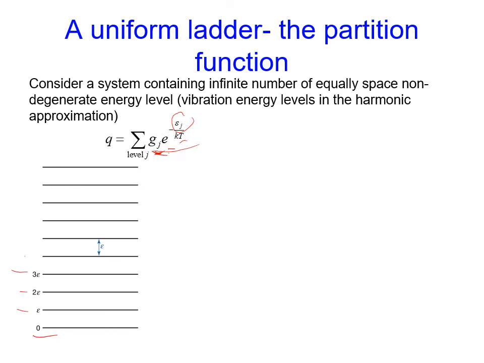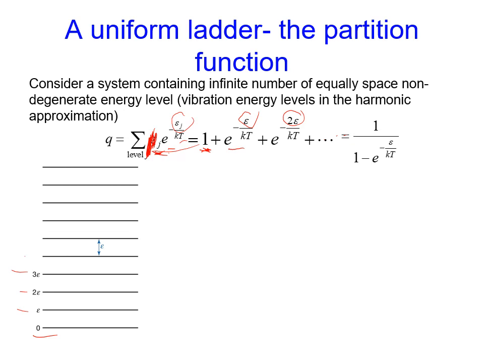In this case, the first one is energy 0, and the degeneracy is 1. So g is 1 for all energy levels. For the first one, energy 0, e to the 0th power is 1. So that's the first energy level. And the second energy level has energy epsilon, and then 2 epsilon and 3 epsilon. So you add an infinite number of terms. And in mathematics, this summation gives you 1 over 1 minus e to the negative epsilon over kT.